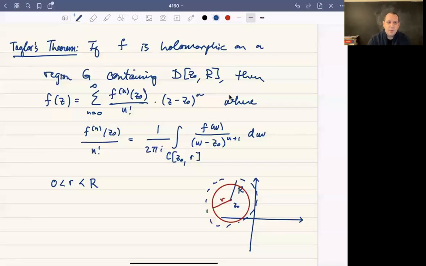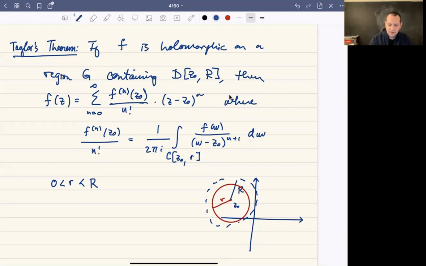So in this video, we'll talk about Taylor's theorem, which is the converse of a result that we've seen before. Before, we saw that if a function has a Taylor series expansion, then it's holomorphic in that region. Here we're going to see the converse. If it's holomorphic, then it has a Taylor series expansion. So that's what we'll do.